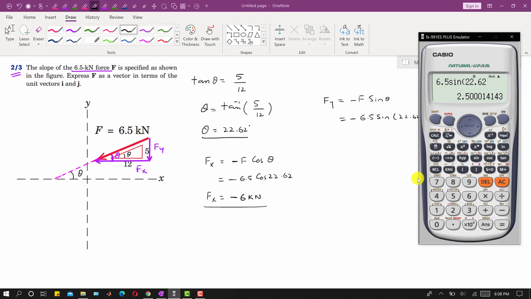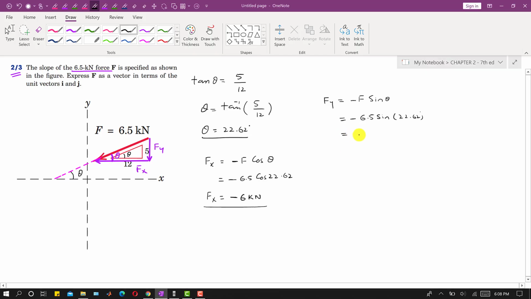So this is 2.5, right? So we can write that this is minus 2.5 kilonewton, right? So we can represent this force F as a Cartesian vector in terms of unit vectors i and j. So F vector will be equal to Fx i plus Fy j. So Fx is minus 6i, and this is minus 2.5j, and we can write that the units are kilonewton.